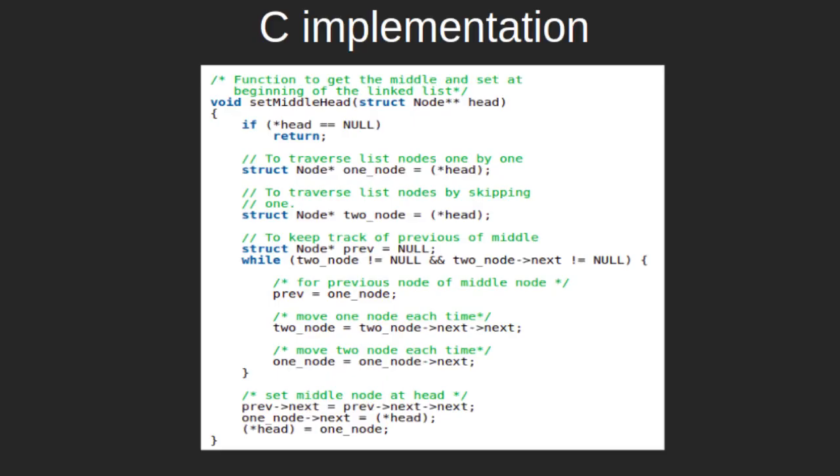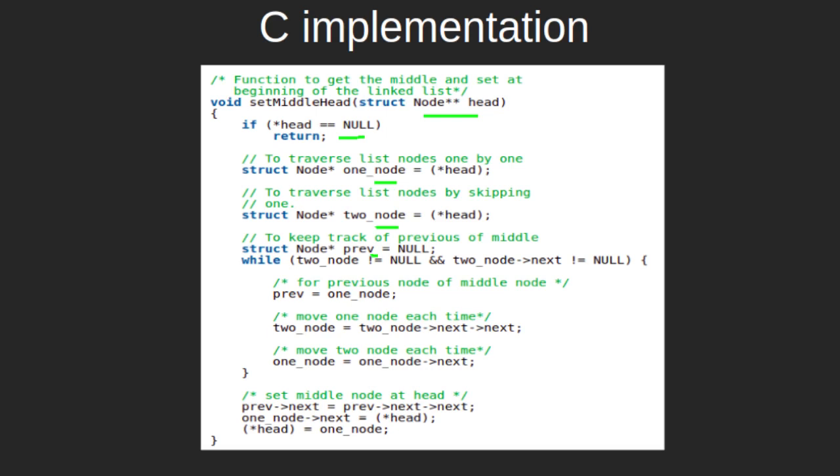Now let's see the C implementation of above algorithm. The return type of this function is void. The function takes only one argument, the head of the linked list. Here we are using double pointer while passing head since we will modify the head of the linked list. If linked list is empty, means head is null, then we simply return. Inside this function, we declare 3 pointers, 1_node, 2_node and previous.